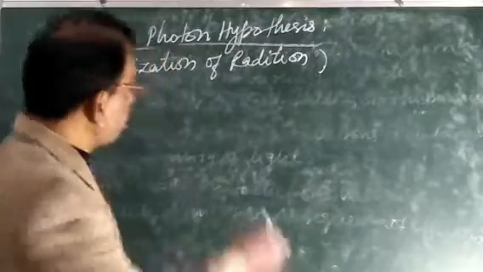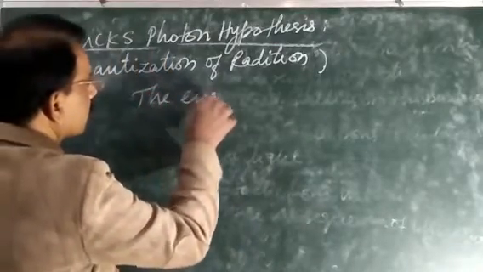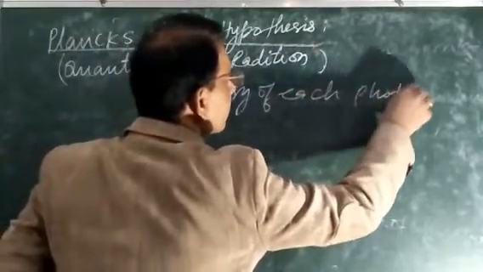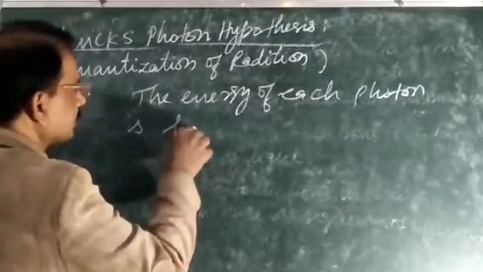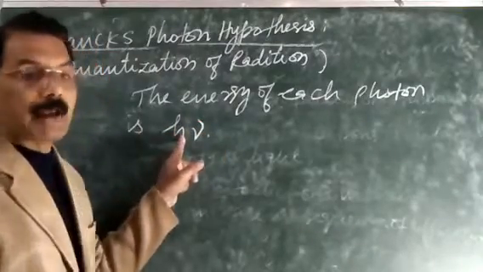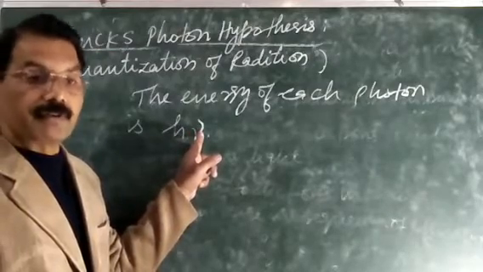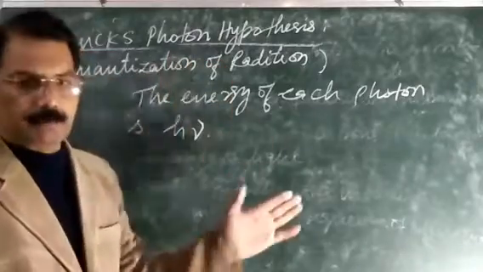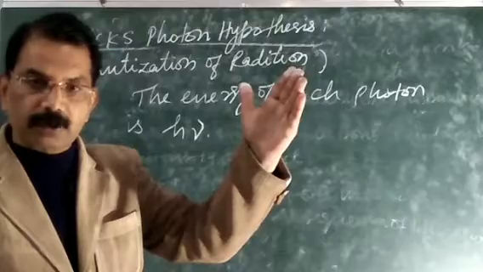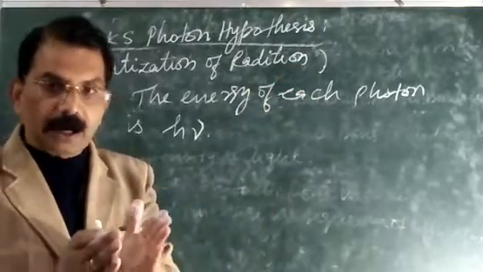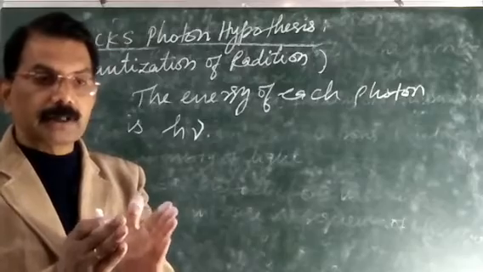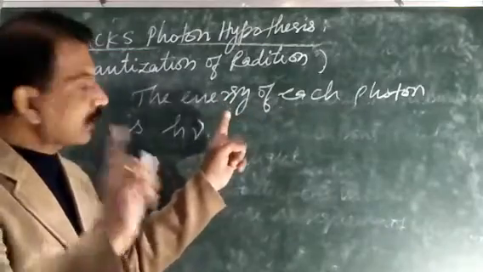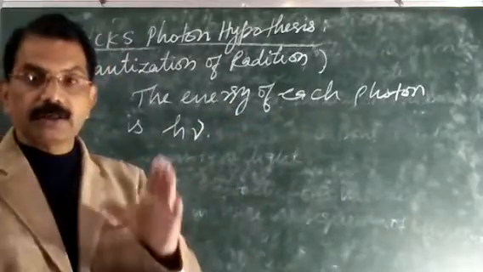And the energy of each photon is what here? h nu, where h is the Planck constant, and nu is the frequency of light. So, according to Planck's quantum theory or Planck's photon hypothesis, light or all these radiations come in the form of energy packets or energy bundles, earlier called quanta, and later known as photons, and the energy possessed by each photon is h nu.